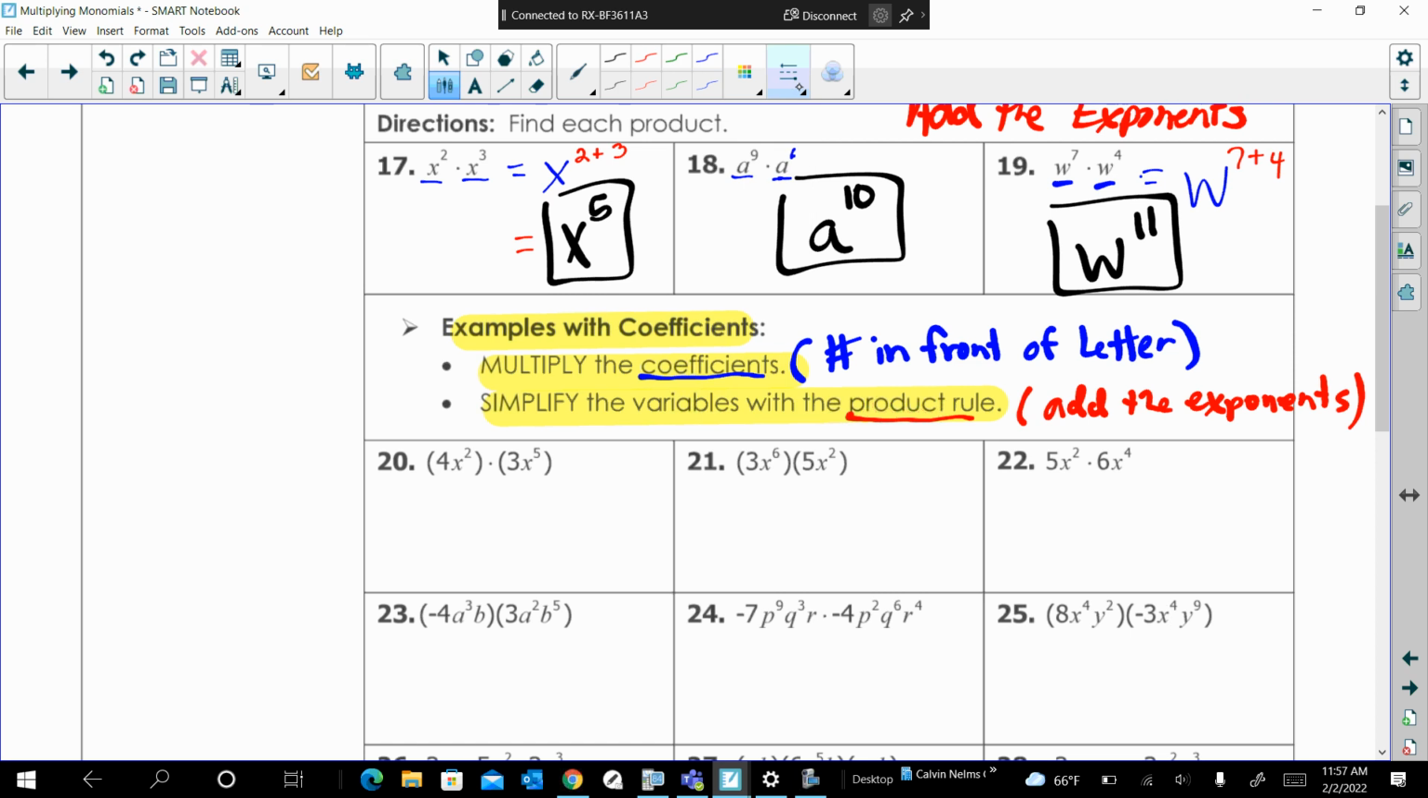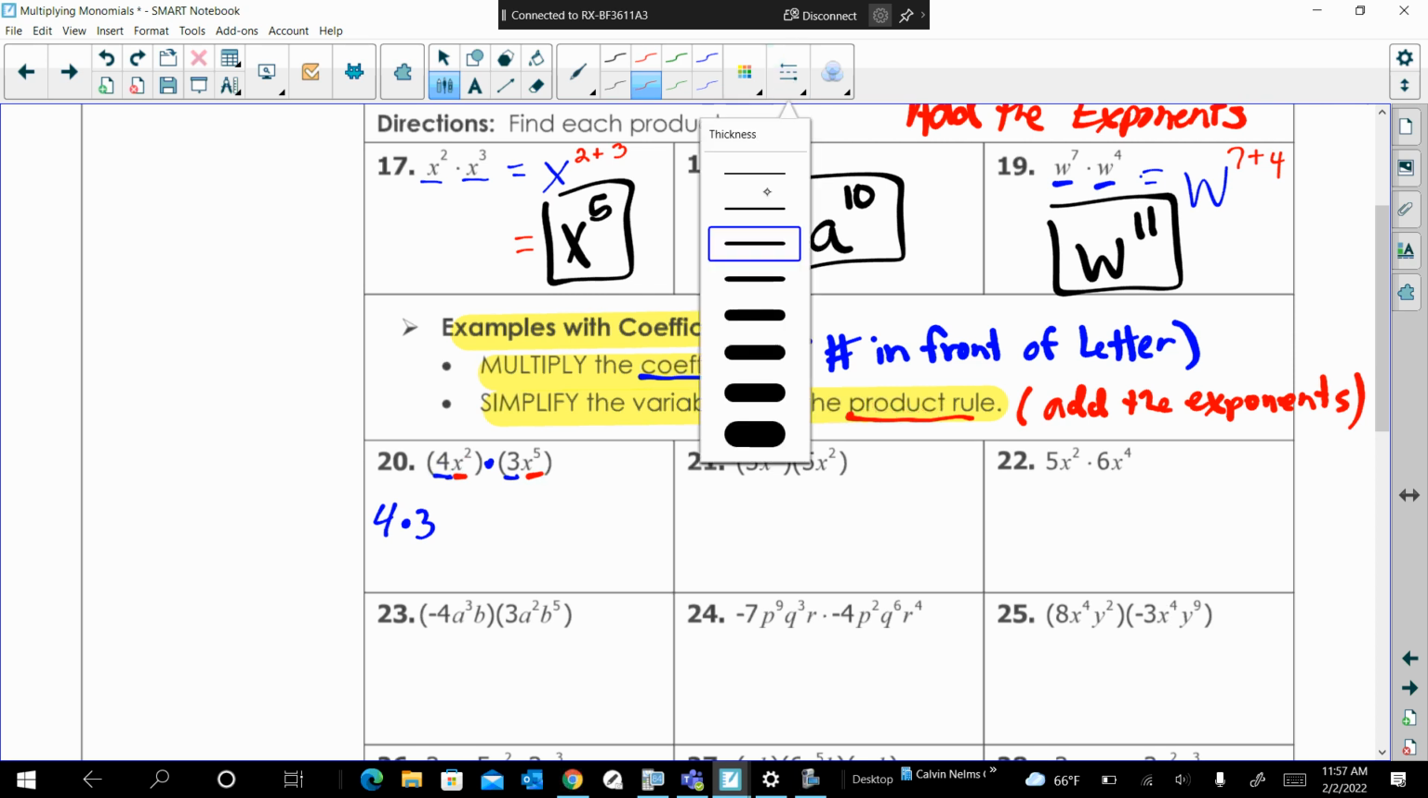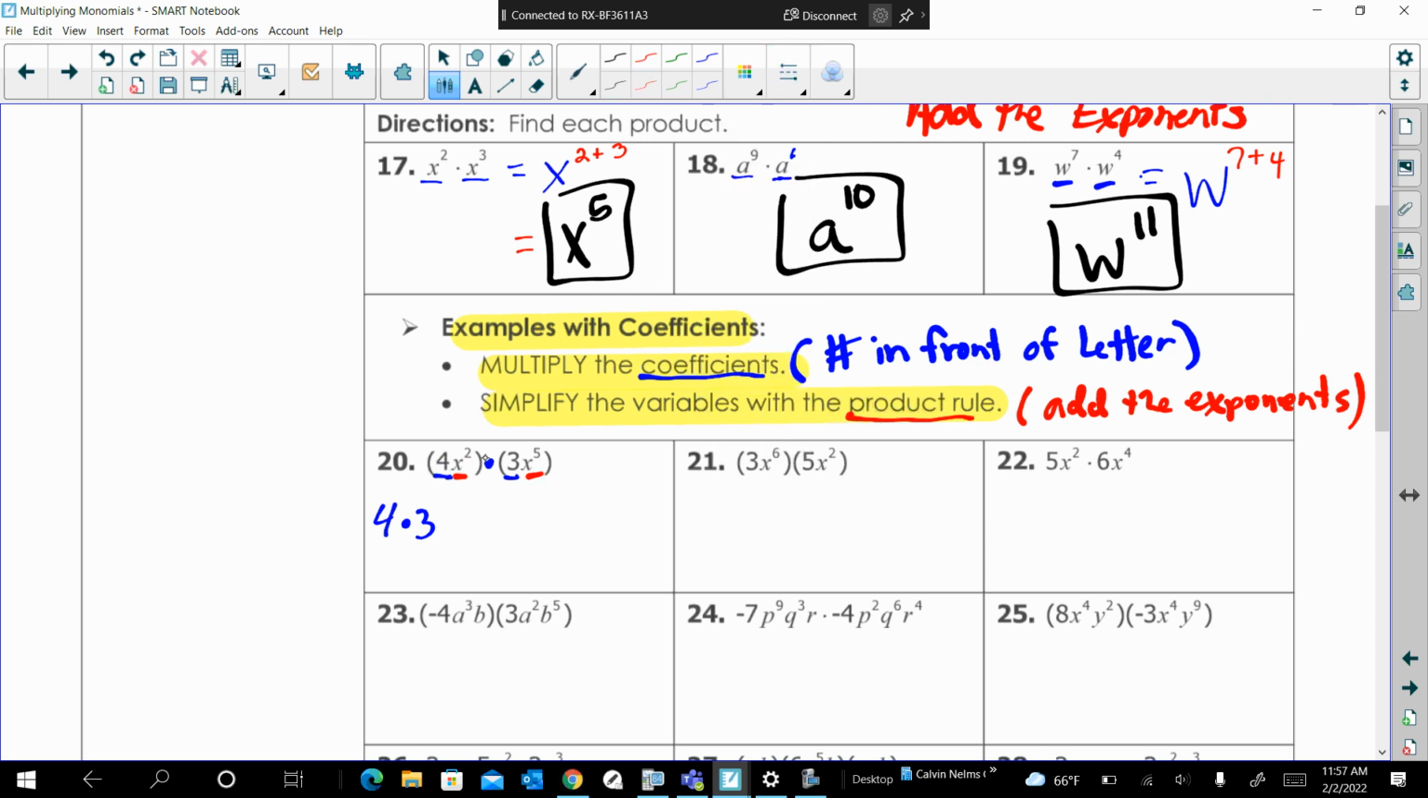Parentheses is showing multiplication, so is a dot right here showing multiplication. So what's our numbers in front? 3 and 4. Yep, 3 and 4. So you're doing 4 times 3 first, okay? Then you look at your variables, and you look at your exponents, right? And what do we do to those variables and exponents? The variable's x, what do we do to the exponents? Yeah, add. So that's going to be 2 plus 5.